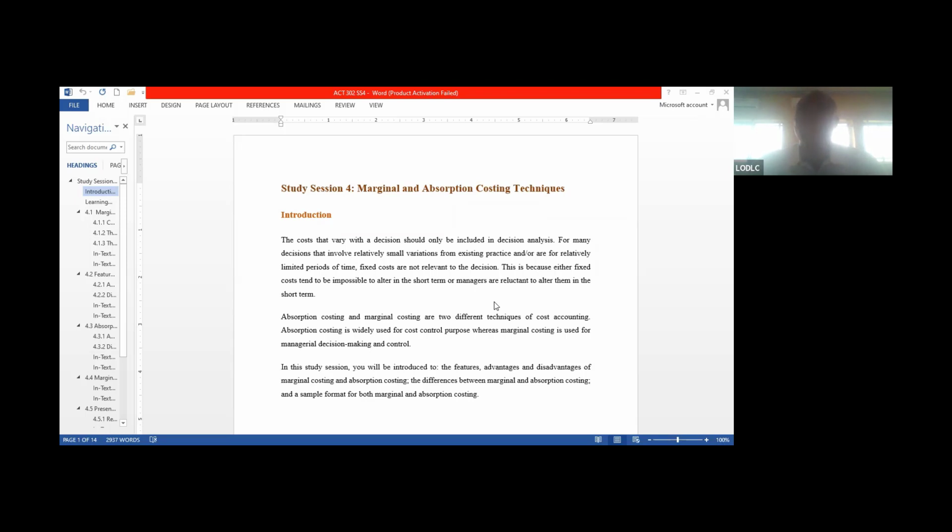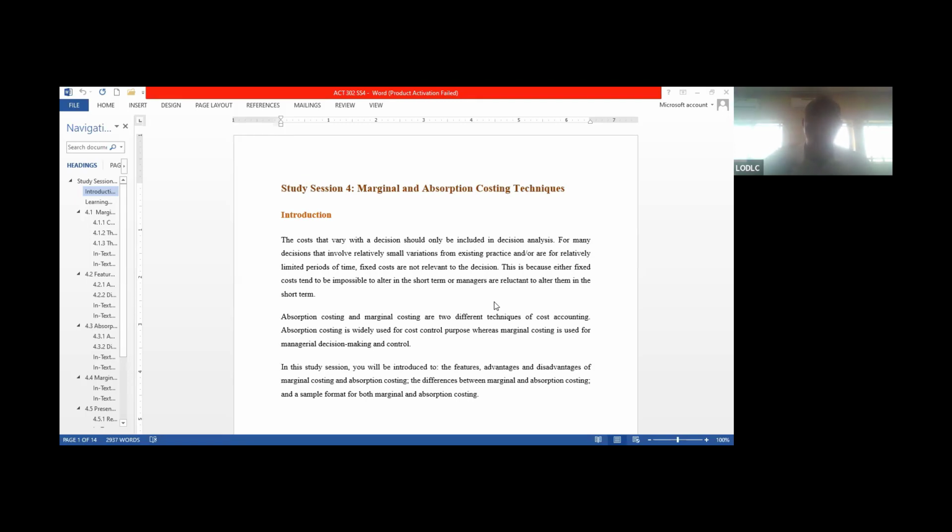What they are saying here is that only costs that vary with the decision should be included. All the other costs that do not vary with the decision or with the level of output should be ignored or disregarded. Fixed costs do not vary with the level of output. Automatically, they have to be disregarded.